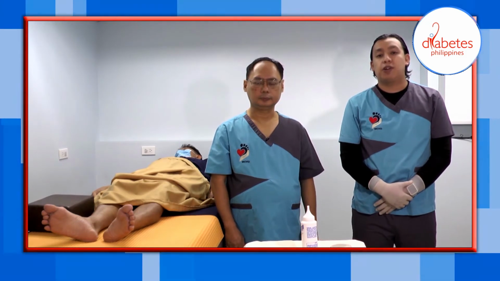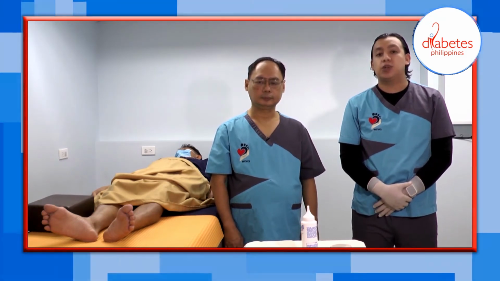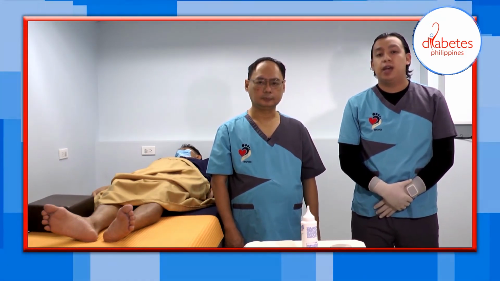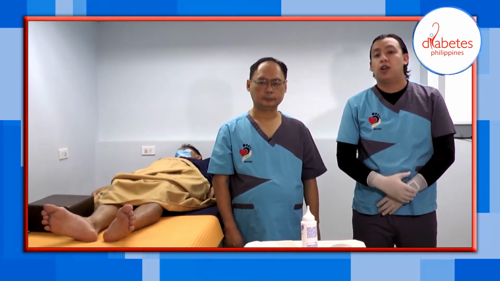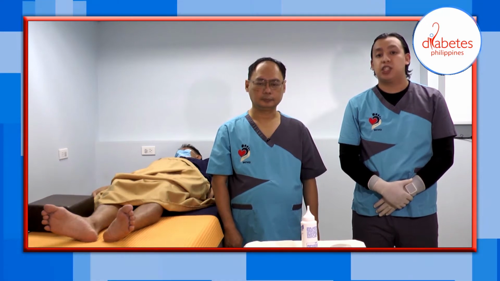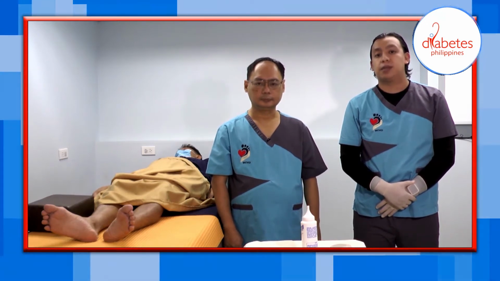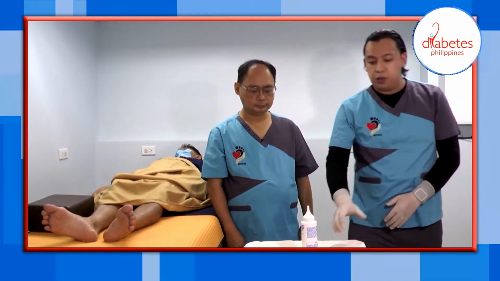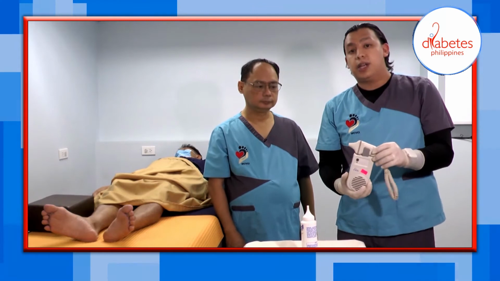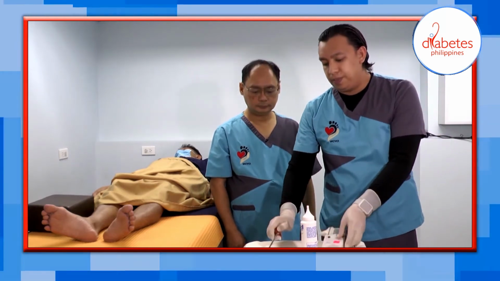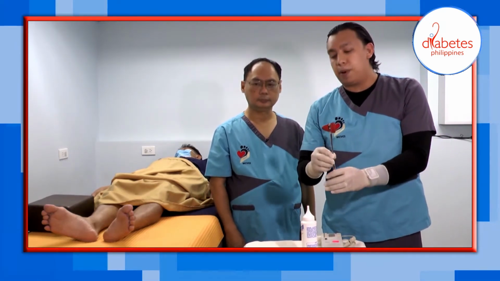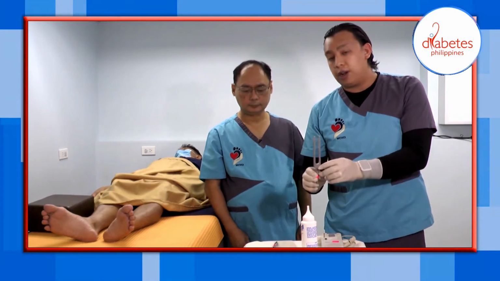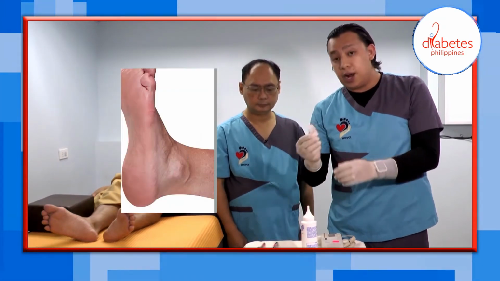Checking for neurologic deficiencies is actually very inexpensive. What we have to do is check for loss of sensation, or loss of protective sensation of the foot, which serves as an alarm or protection. So in diabetic foot screening, we are going to use the Doppler, the neurologic hammer, the tuning fork, and the 10-gram monofilament.